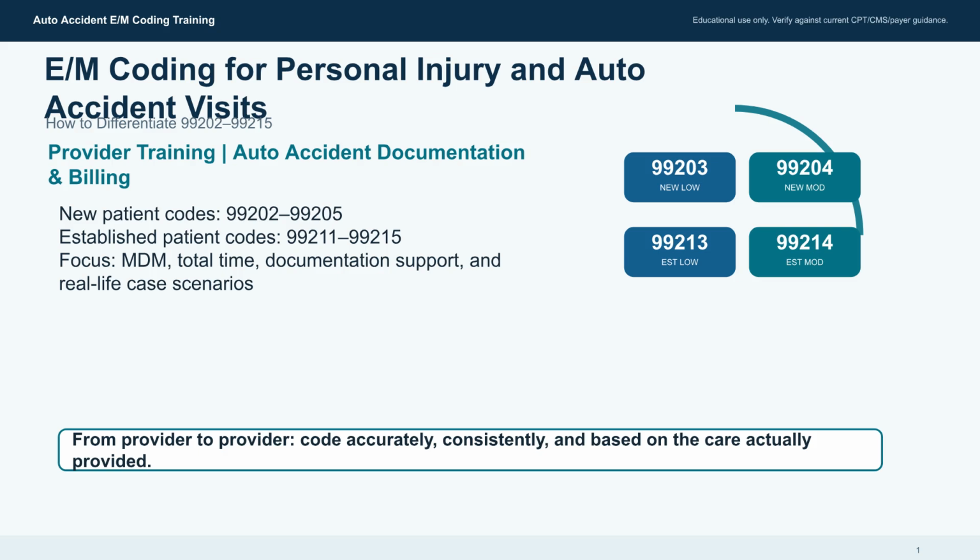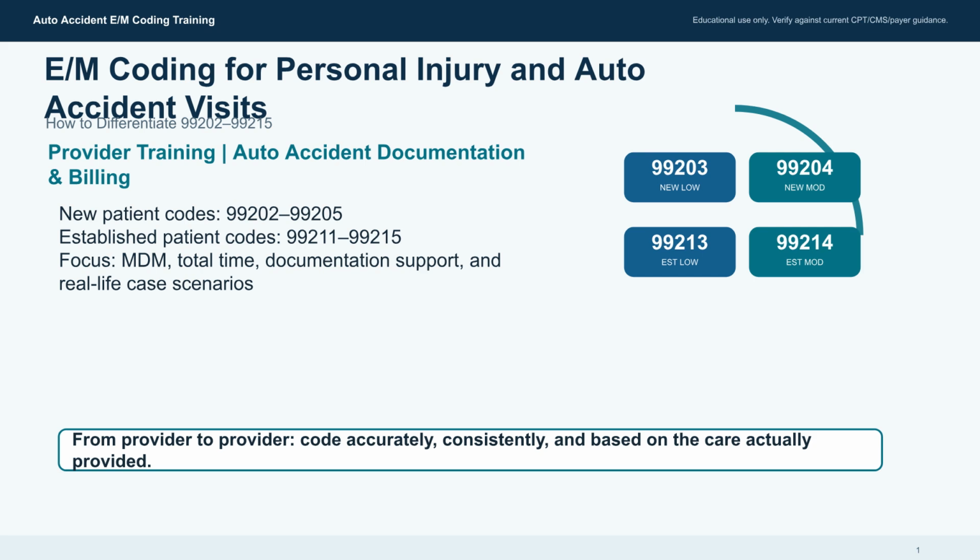Welcome to this training on evaluation and management coding for personal injury and auto accident related visits. In this session, we will review how to choose the correct E&M code for office and outpatient visits, especially the codes commonly used in auto accident care: 99203, 99204, 99213, and 99214.